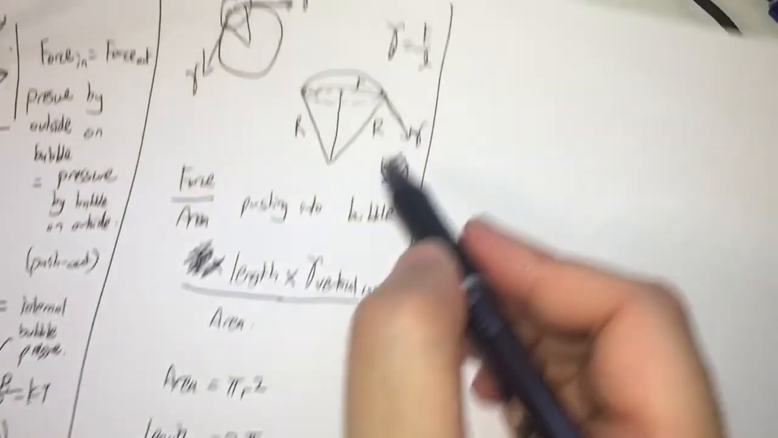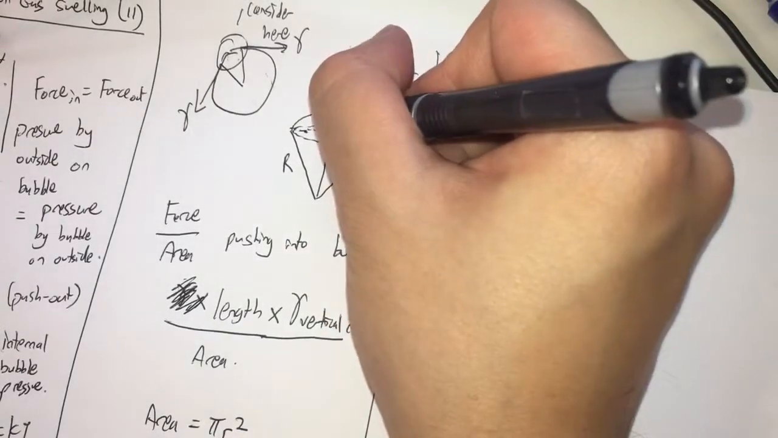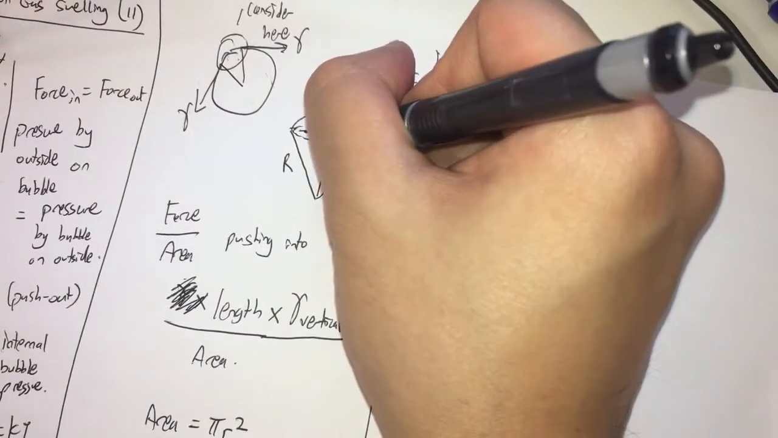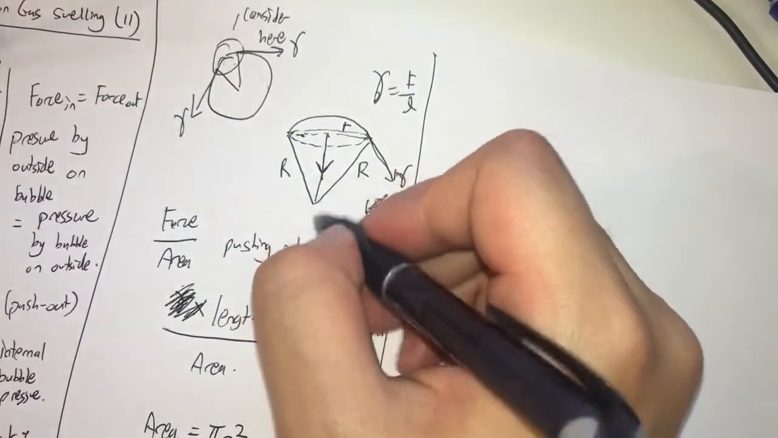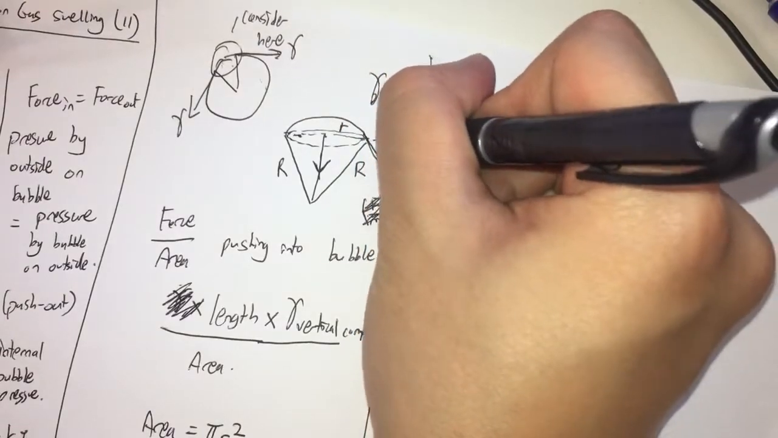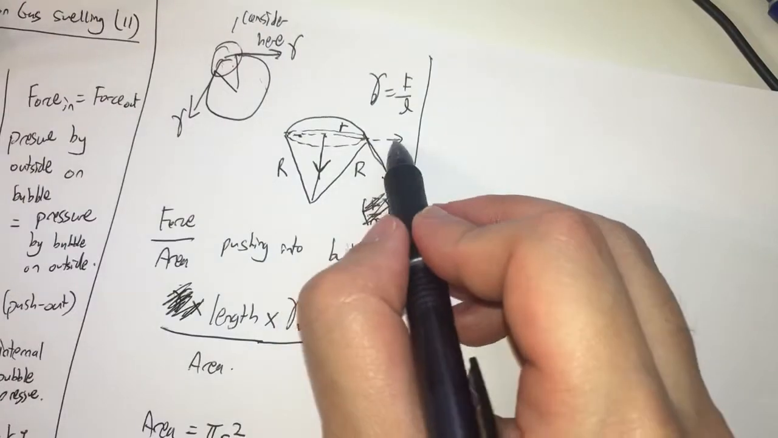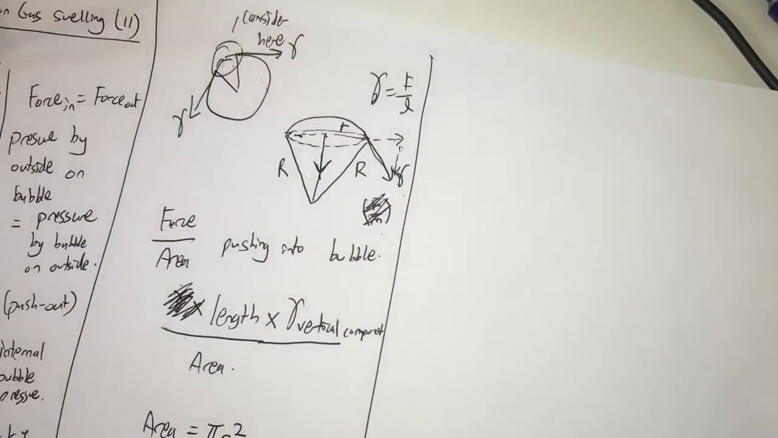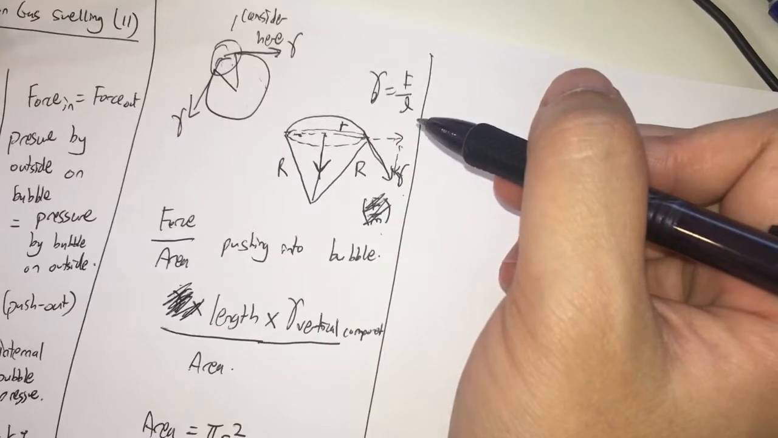So gamma is the surface tension acting this way, but we just want to look at the forces acting down this way. So it's going directly down into the bubble. Anything else will be resolved tangentially. So there's a vertical component and a horizontal component. We are only interested in the vertical component. So how can we find this vertical component?